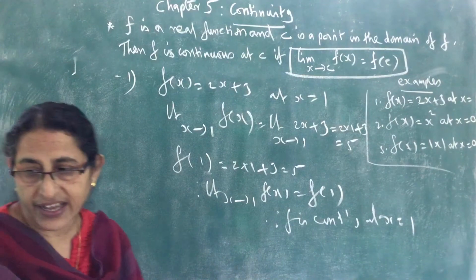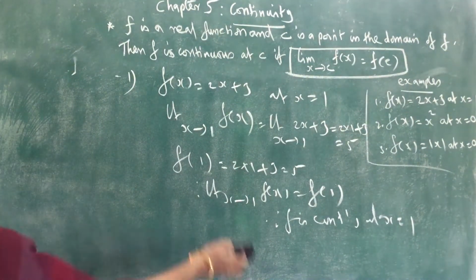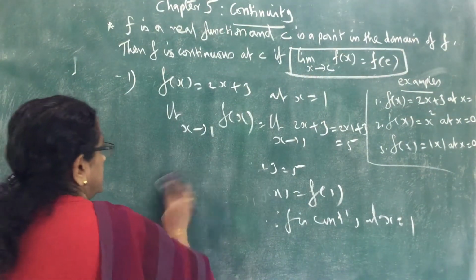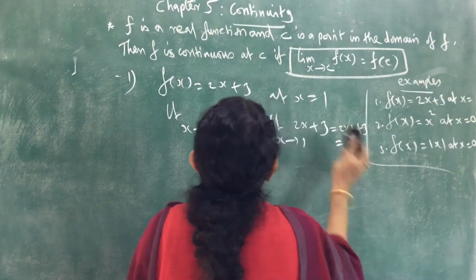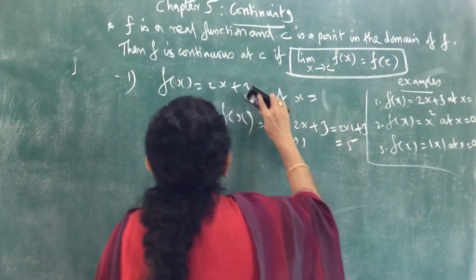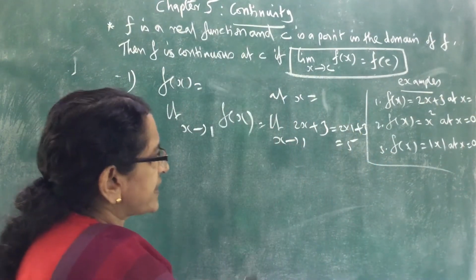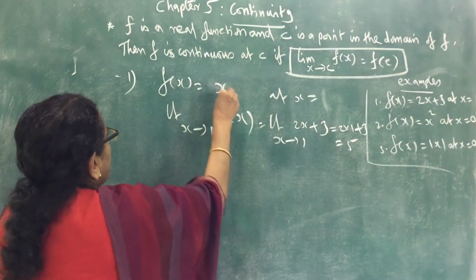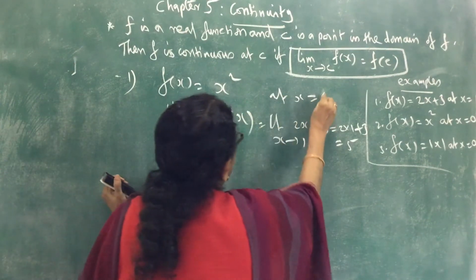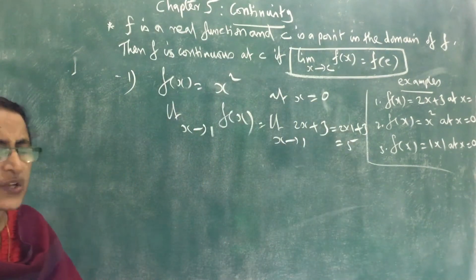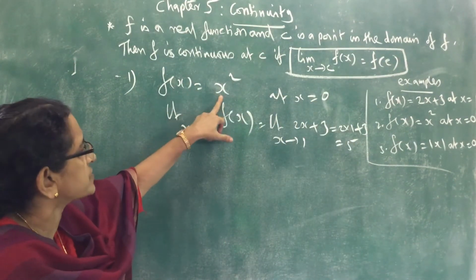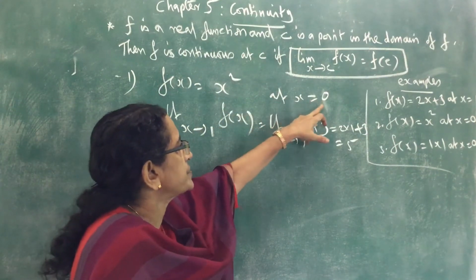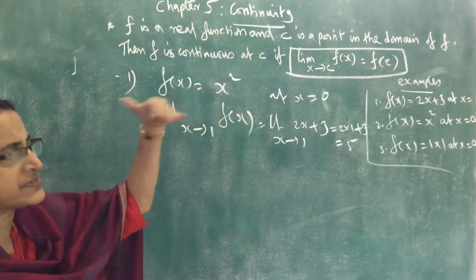Now second question, example 2. F of x equal to x square at x equal to 0. So we have to check the continuity of the function f of x equal to x square at x equal to 0. So we have to check the definition.